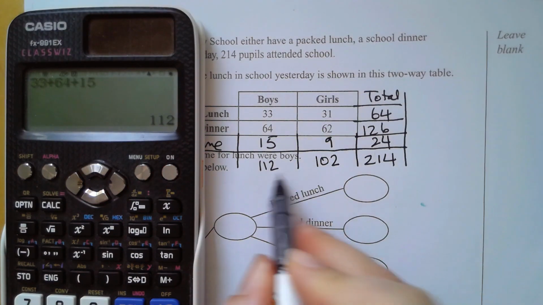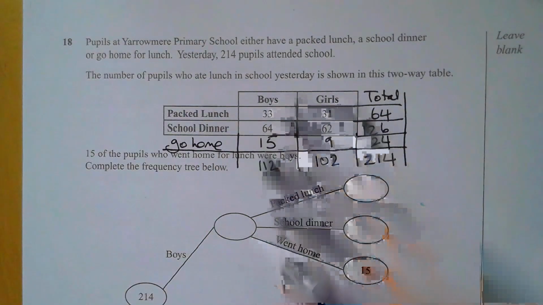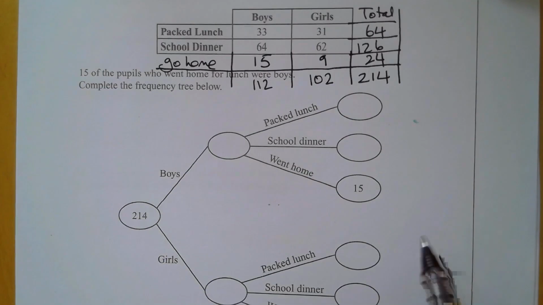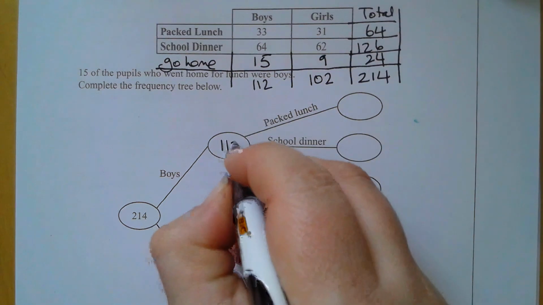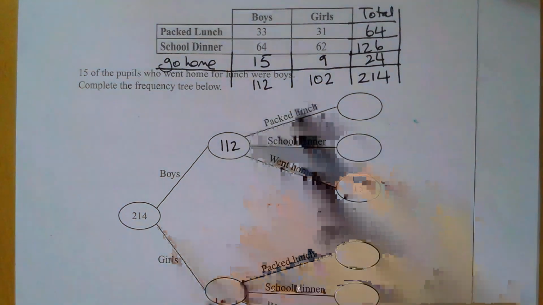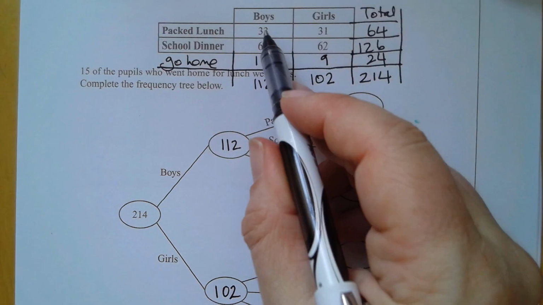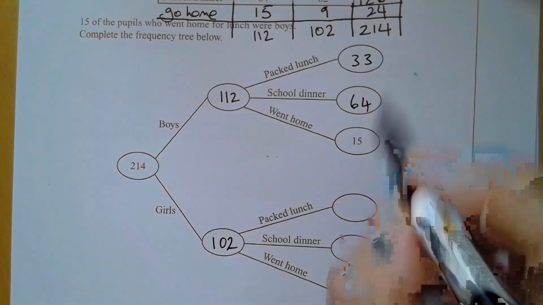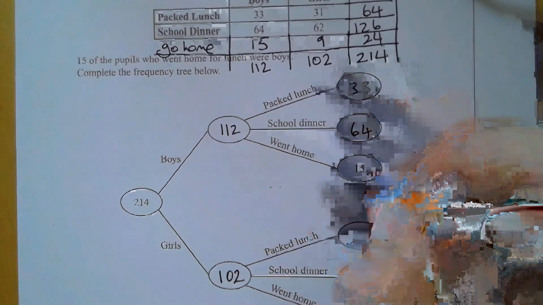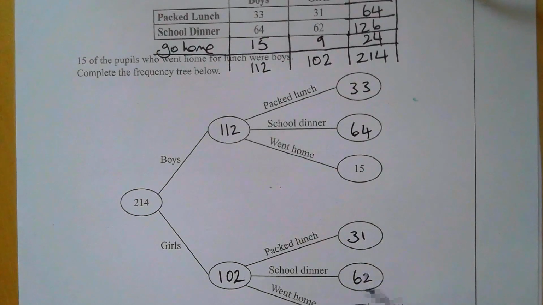And then I'm just going to check by adding those two numbers together to make sure I get this. Indeed I do. So I now have all of the numbers that I need to fill into this frequency tree below. How many boys are there in total? Well, there are 112 from here. Girls, there are 102. Packed lunches, boys, 33, 64 and 15. Packed lunches with girls, 31, 62 and 9.